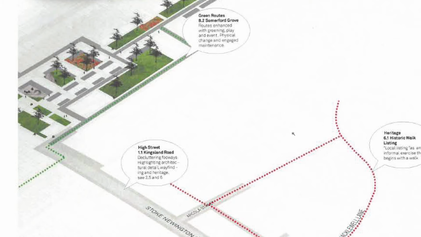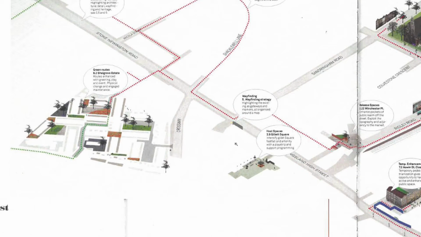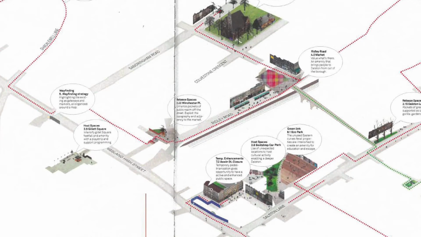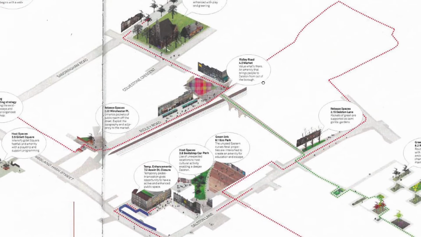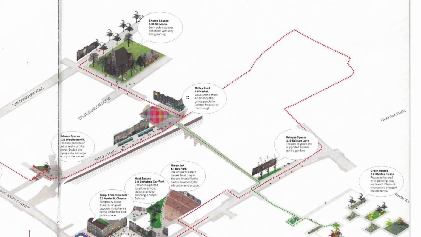And so the work that they undertook was a series of these smaller projects where each of them had a very different way of operating. Some of them were what they call hosts. They had a strategy with things like green routes, wayfinding, host spaces, and then release spaces, temporary enhancements, green links, green routes. This also goes back to something reasonably common in urban design, having a series of different strategies that work together.